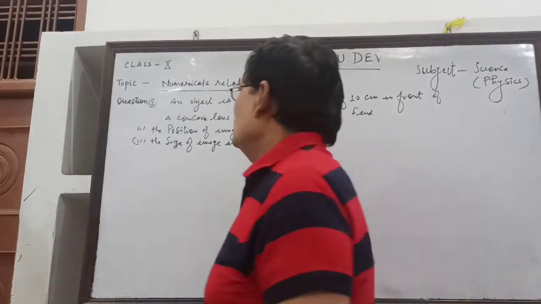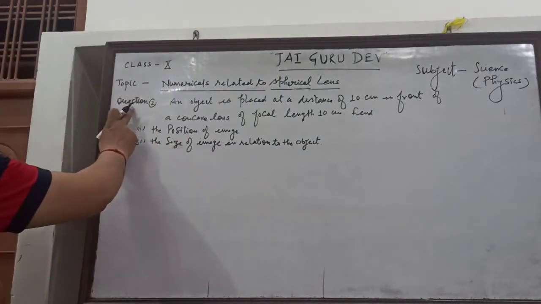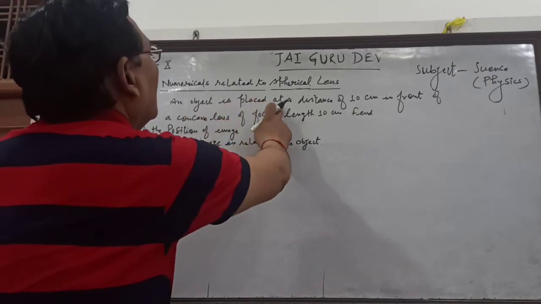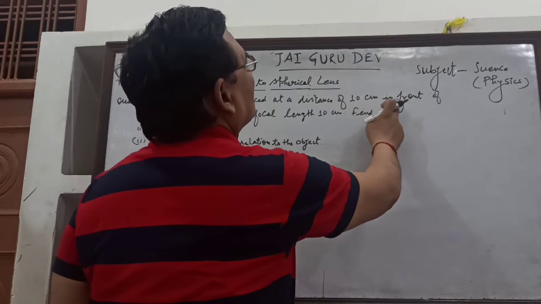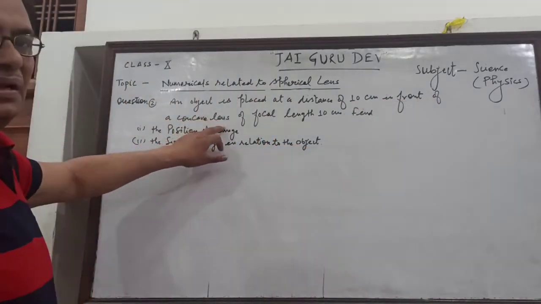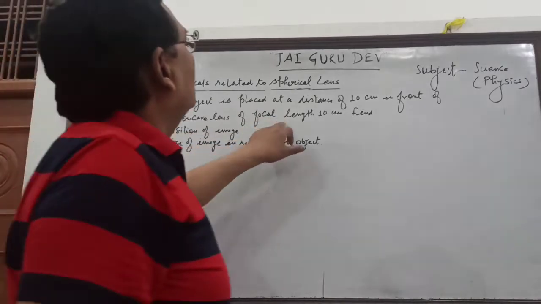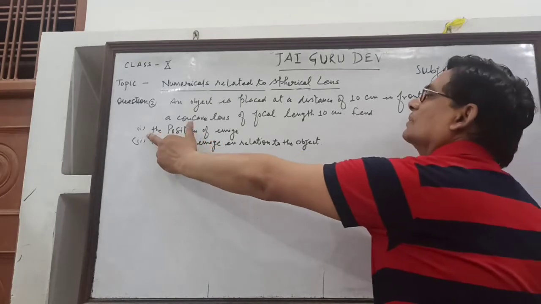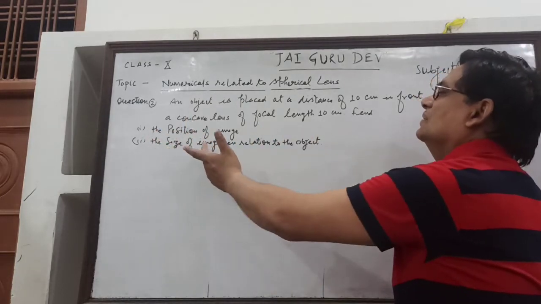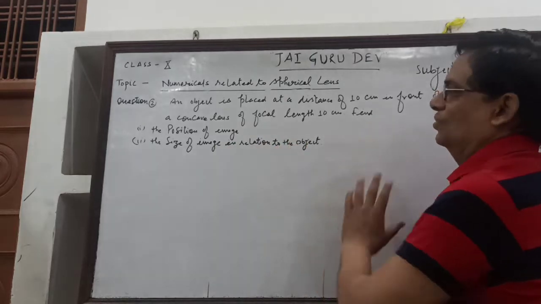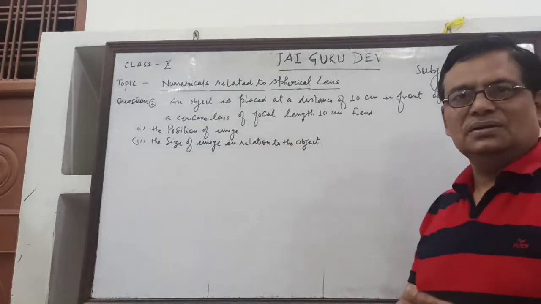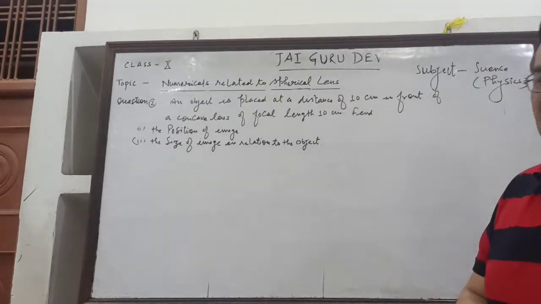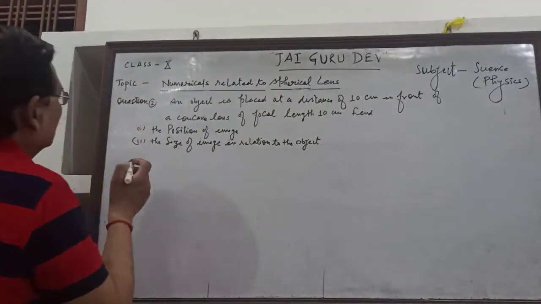Now question number 2. I read question number 2. An object is placed at a distance of 10 centimeter in front of a concave lens of focal length 10 centimeter. Find first the position of image, second the size of image in relation to the object. Okay, students, first we read carefully the question, then we write the given.